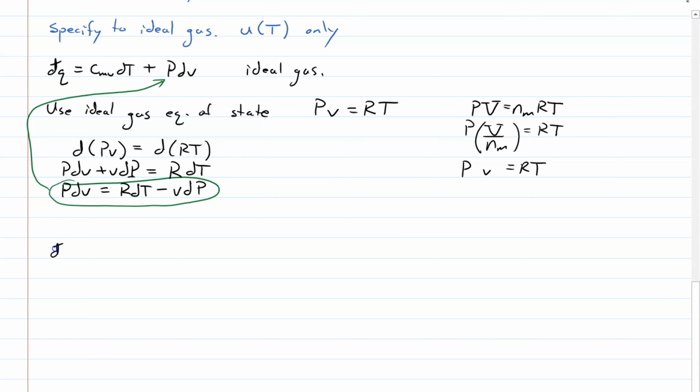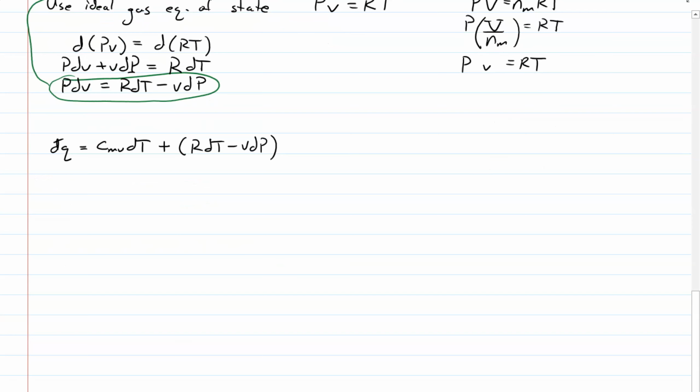So let me rewrite it again. dq is equal to CmV dt plus PdV. But PdV is R dt minus VdP. So plus R dt minus V dP. Now let's group it together: dq equals (CmV plus R) times dt, grouping the terms which are proportional to dt, minus V dP.